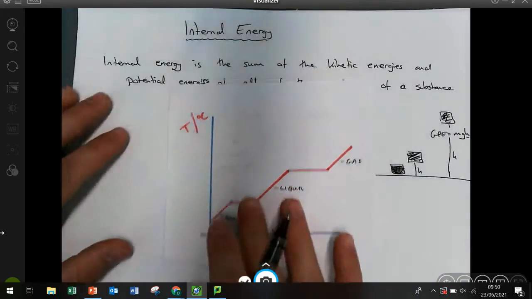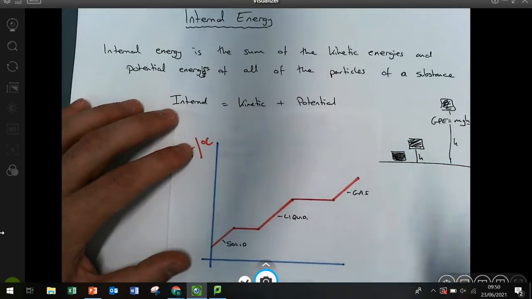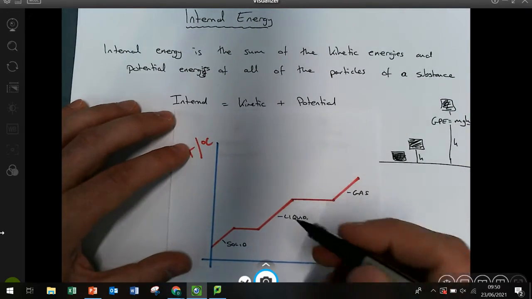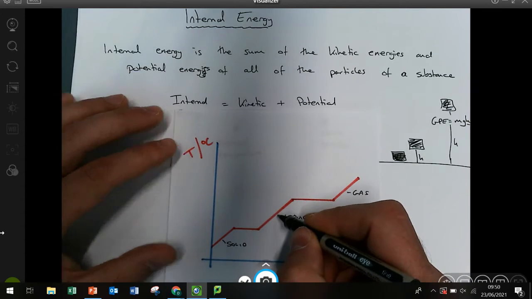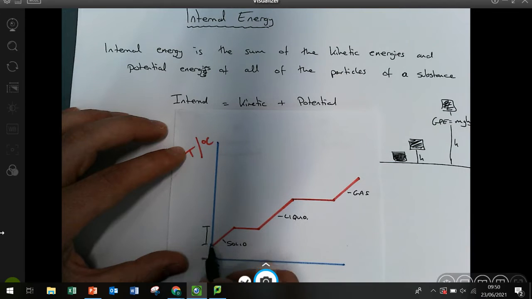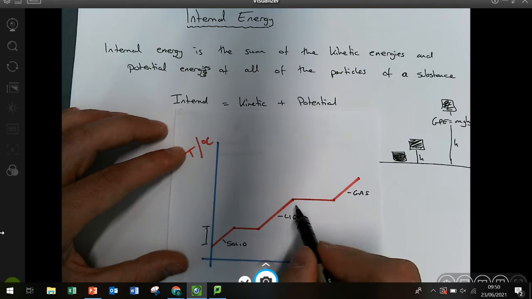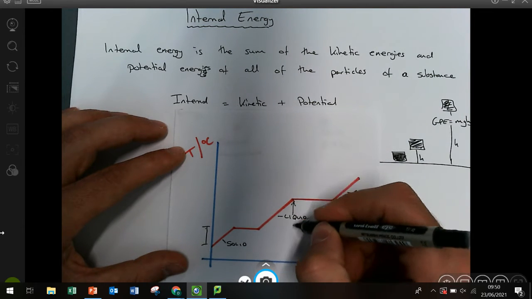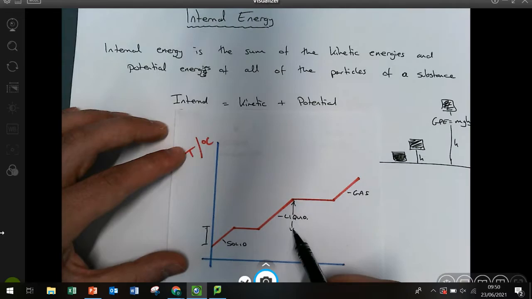So we can relate this to kinetic and potential. Like I said, kinetic is related to temperature. So if I increase the temperature, I'm increasing the kinetic energy. So during this portion here, I am increasing the temperature, therefore the kinetic energy is increasing. During this portion here, I am also increasing the temperature, increasing the kinetic energy.